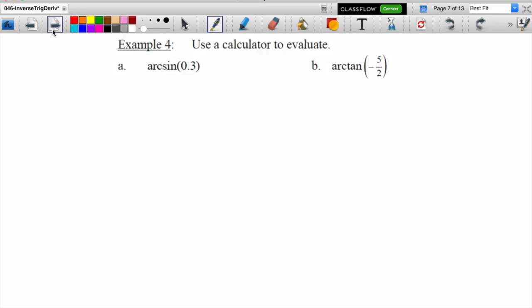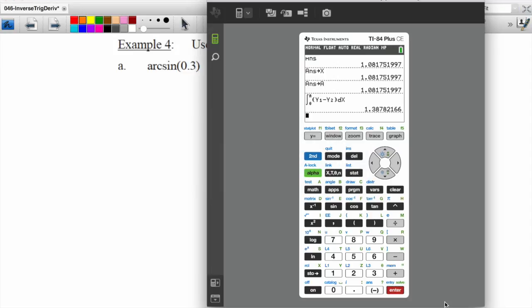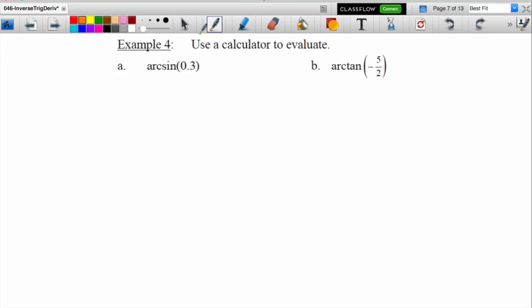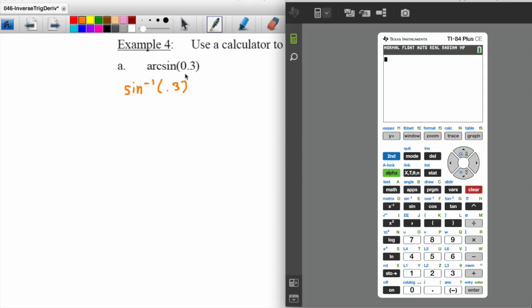Okay, let's go on. Use a calculator to evaluate. My calculator is not reset. You're going to see stupidity from the last lesson. How do we use arcsine? There's no arcsine button. Again, your calculator doesn't know the better name. So you're going to use sine inverse. And why didn't they give it the better name? Because sine inverse fits a lot better on the button than arcsine.